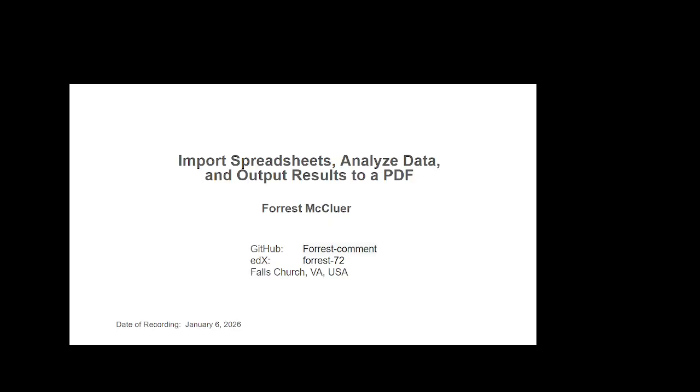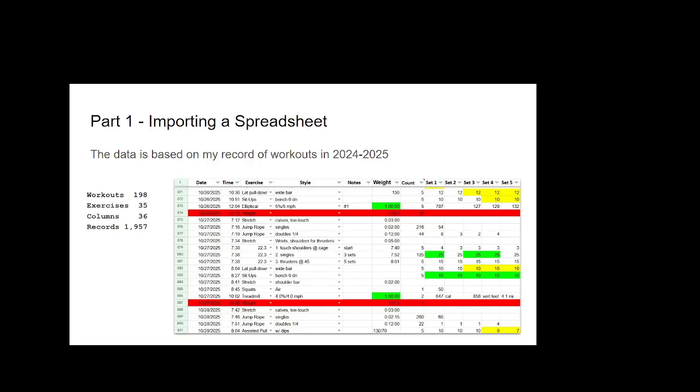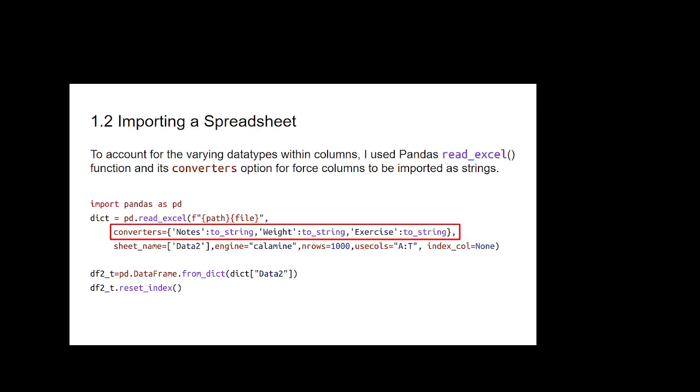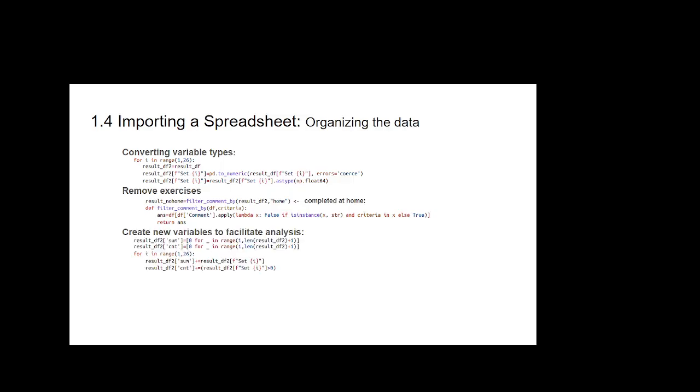Import spreadsheets, analyze data, and output results to a PDF. The spreadsheet to be imported consists of about 200 workouts and 2,000 exercises. To account for the varying data types within columns, I used Pandas' read_excel function and its converters option to import columns as strings. In addition, I converted variable types, removed exercises, created new variables, and identified problematic records.